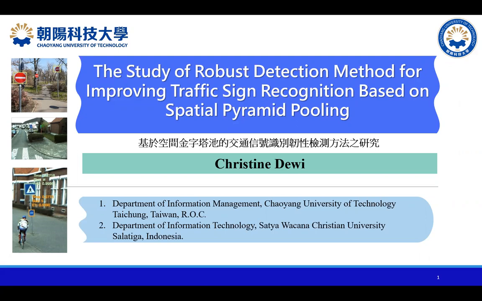Today, I want to present my research title, The Study of Robust Detection Method for Improving Traffic Sign Recognition Based on Spatial Pyramid Pooling.